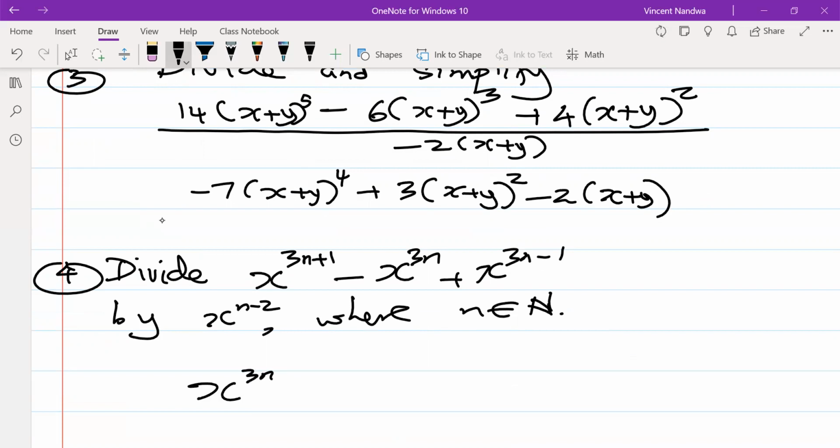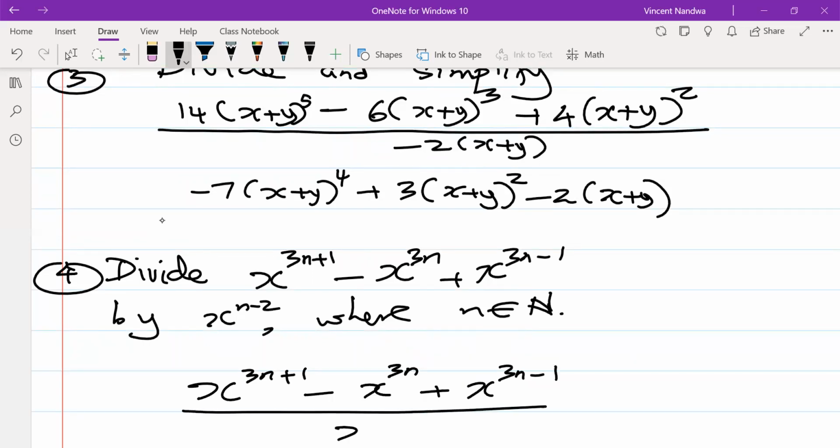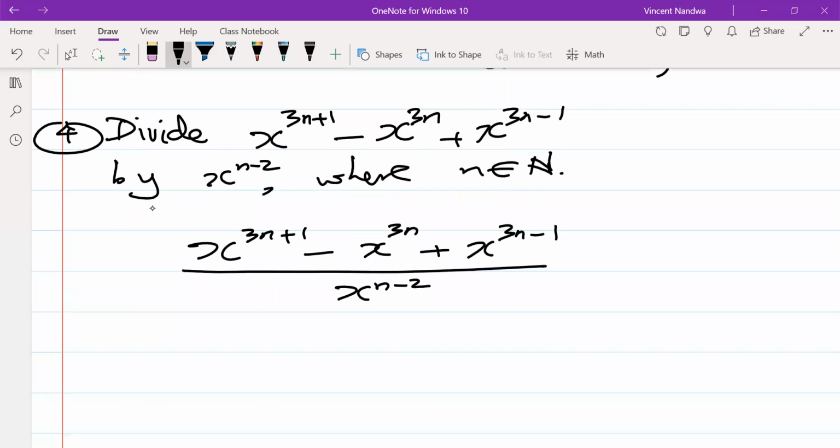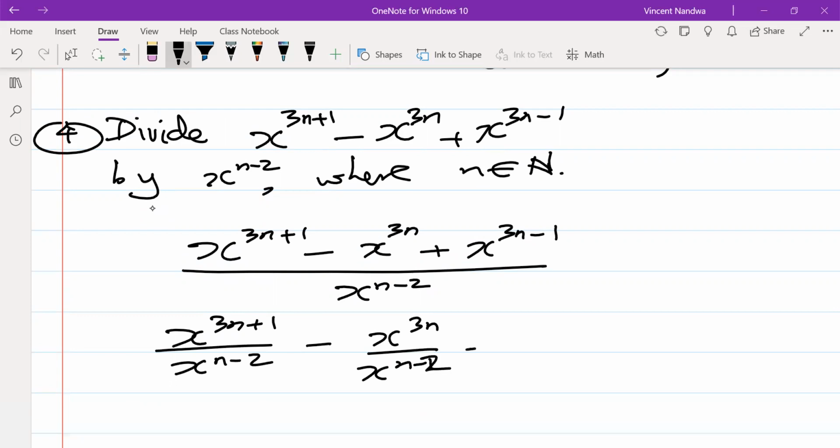x power 3n plus 1 minus x power 3n plus x power 3n minus 1. When we say divide by, this means that everything is over x power n minus 2, okay? So we'll have x power 3n plus 1 minus x power 3n over x plus x power 3n. That is step 1.